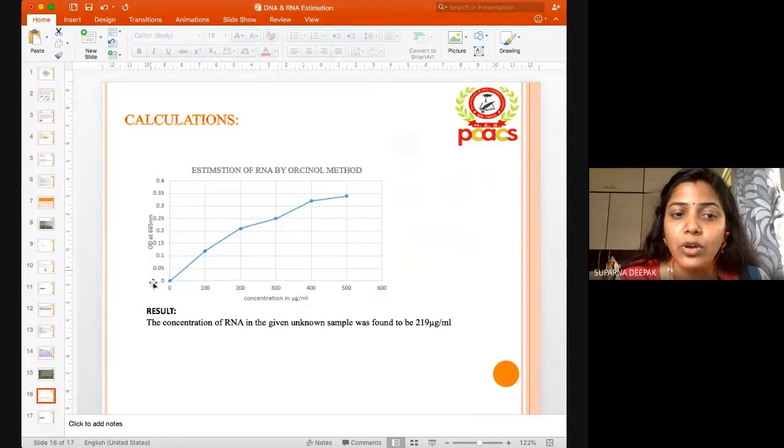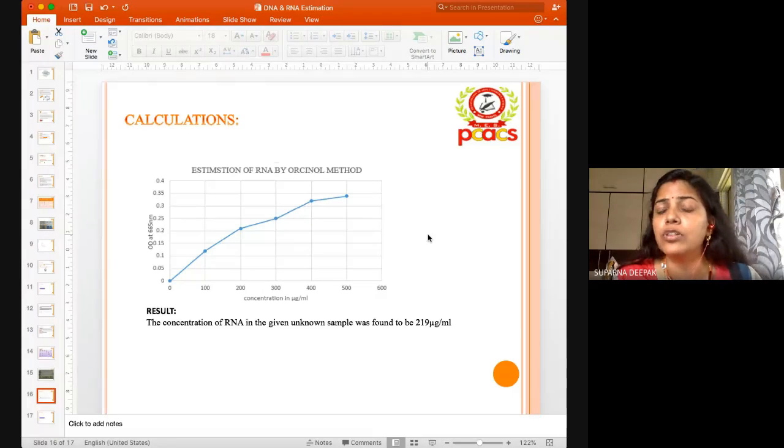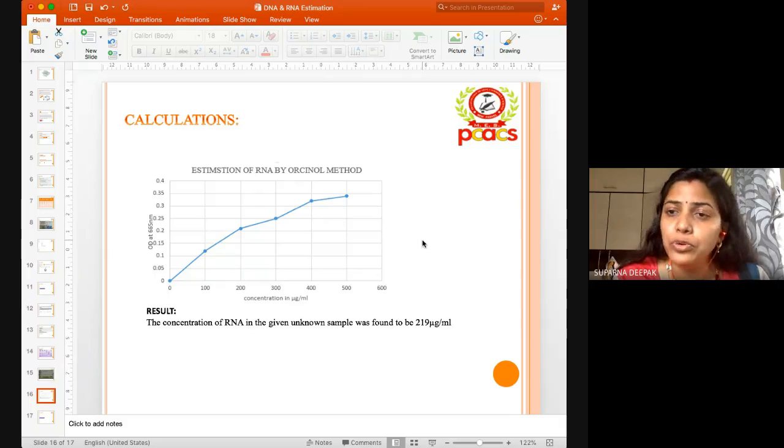You can take your OD and your concentration, plot a graph, and then you will get the result. As we are doing it on graph paper, you can also do it on an Excel sheet. In Excel, whenever you get a graph, you can find the equation of the straight line. From that equation, you can find the concentration of your unknown. Some other day I'll explain how to do that. But for now, you have to do it on normal graph paper only, the same way as you have done it for DNA.